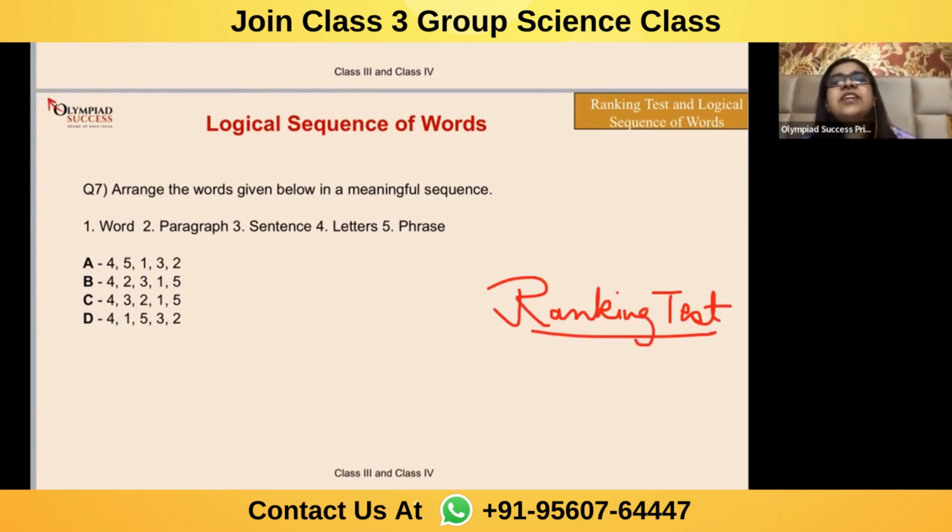Word, paragraph, sentence, letters, and phrase. What is made up of what? Very good, Meera. Very good, Shivain. That's really nice. Jian, very good. So, Meera, Jian, and Shivain, three correct answers. And the fourth one is from Vanya.